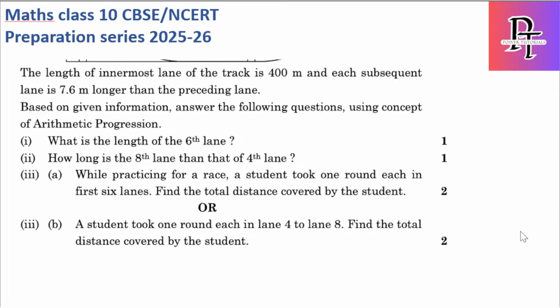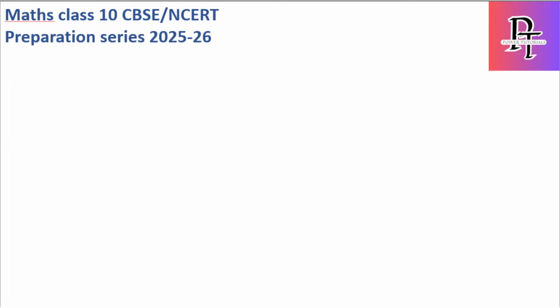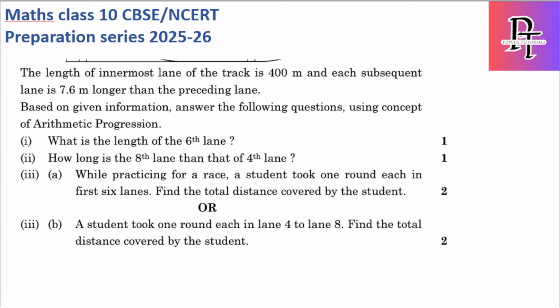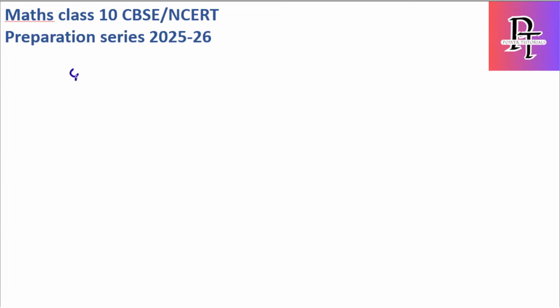400 meters, and each subsequent lane is 7.6 meters longer than the preceding lane. So simply as per AP series, the first term is nothing but 400, and for every consecutive lane 7.6 meters gets added. So the next one is 407.6 and so on. In total we have n equal to 8 because we have 8 lanes.